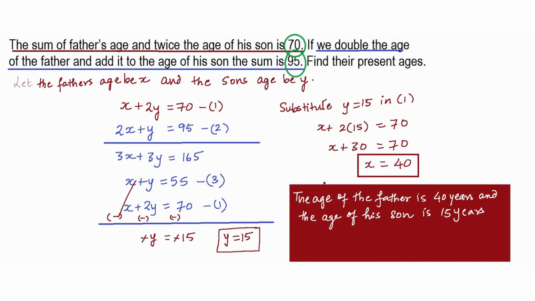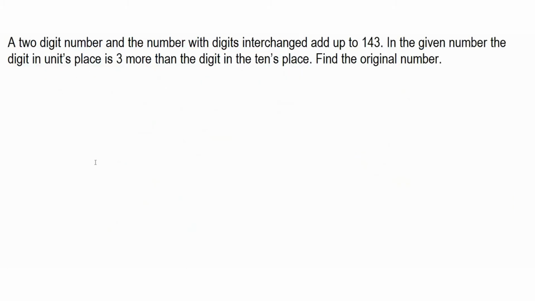Okay, moving on. A two-digit number and the number with digits interchanged add up to 143. So what it means is, if I have a two-digit number and I reverse their digits, then if I add the original number and the reversed number, the addition is 143. So let's start with our assumptions.